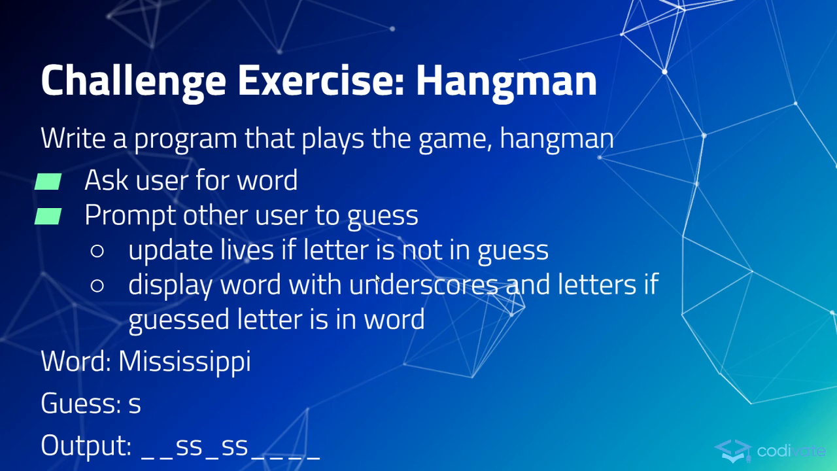So if you're not sure what exactly Hangman is, now would be a good time to just pause the video, maybe just look up how exactly to play Hangman. You can come back ready to learn how to code it yourself. So for example, if we had the word Mississippi, and I guessed S, my output should have blank blank SS blank SS blank blank blank blank, because I guessed all the S's, but I haven't guessed any of the other letters.